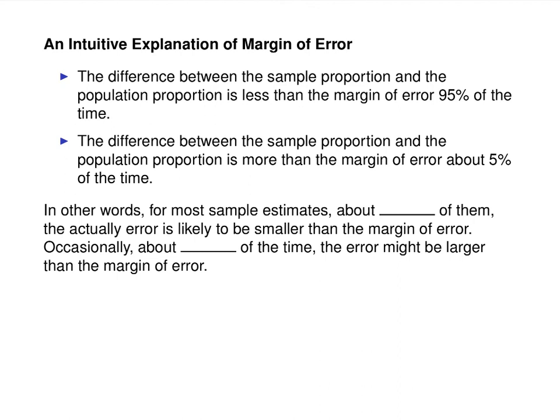And one last explanation of margin of error. So the difference between the sample proportion and the population proportion is less than the margin of error 95% of the time, or 95% of your samples. And the difference between the sample proportion and the population parameter is more than the margin of error about 5% of the time. In other words, for most sample estimates, about 95% of them, the actual error is likely to be smaller than the margin of error. Occasionally, about 5% of the time, the error might be larger than the margin of error. That's if we have a 95% confidence level.